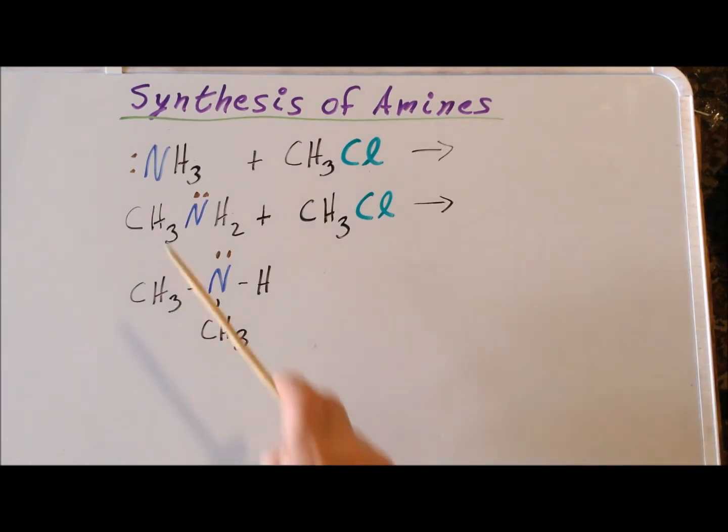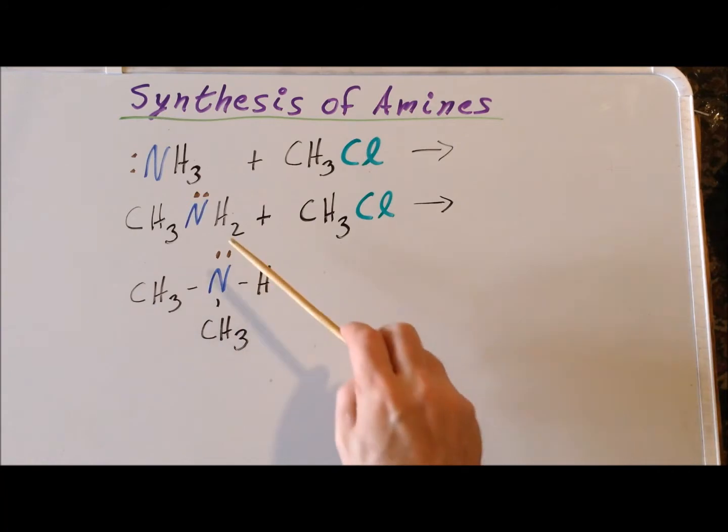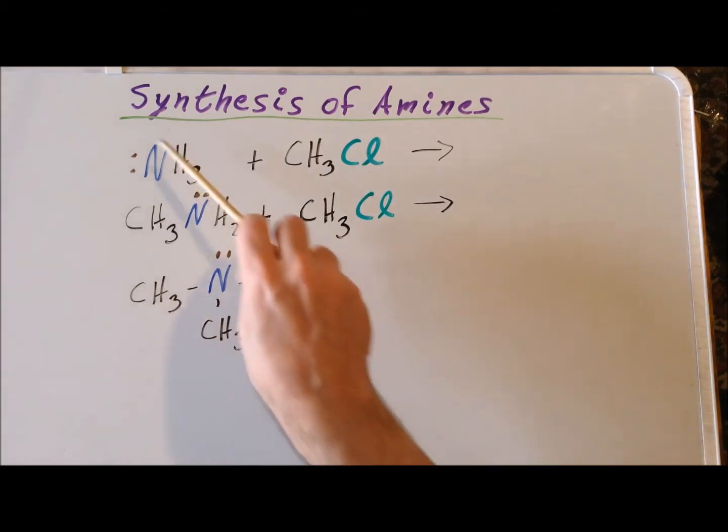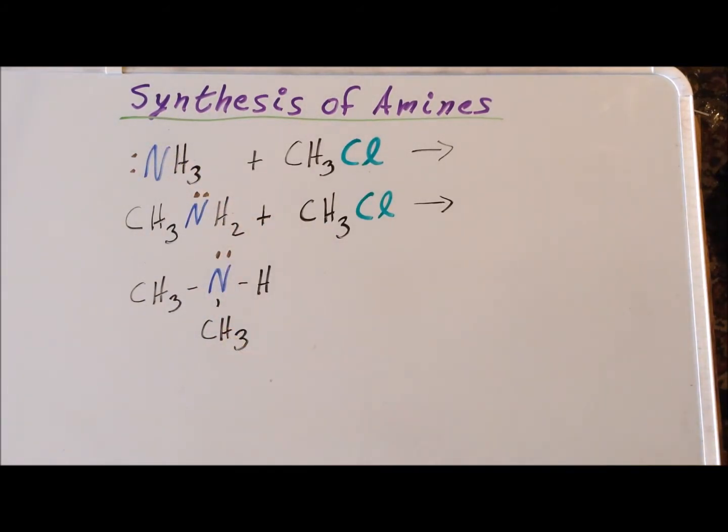The result is methylamine can react with chloromethane effectively to replace one of the remaining hydrogens. So now we have a second hydrogen of ammonia replaced with a methyl group. So now we have another product, dimethylamine.